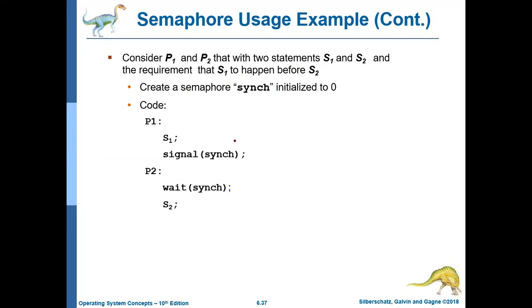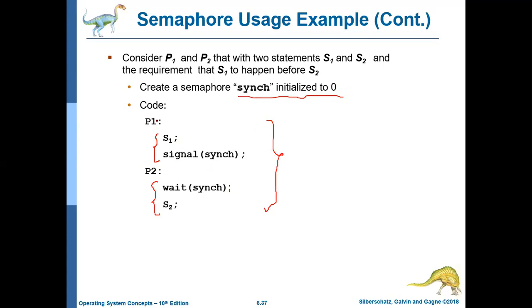If we write the code like this: in P1, after S1, we write signal. In P2, before S2, we write wait. And initially, we initialize the value of sync to 0. Sync is the name we are giving to the semaphore. So the sync value is 0 at the start.